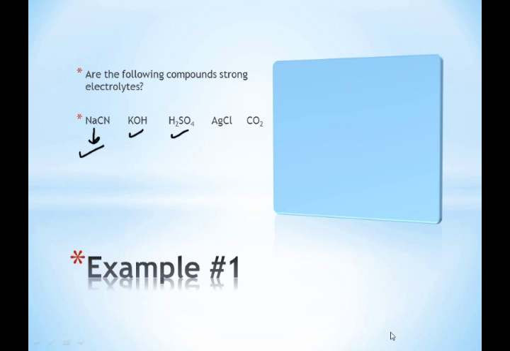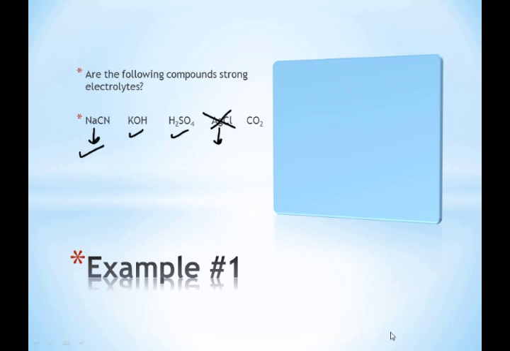AgCl, I recall from the ionic compound solubility table, the halogens, chlorine among them, are generally soluble except when they're paired with a couple of different metals, and silver is one of them. So silver chloride is an exception to the general rule of solubility for chloride containing compounds, and so it is not soluble. We know that insoluble ionic compounds are weak electrolytes, so this is not a strong electrolyte.